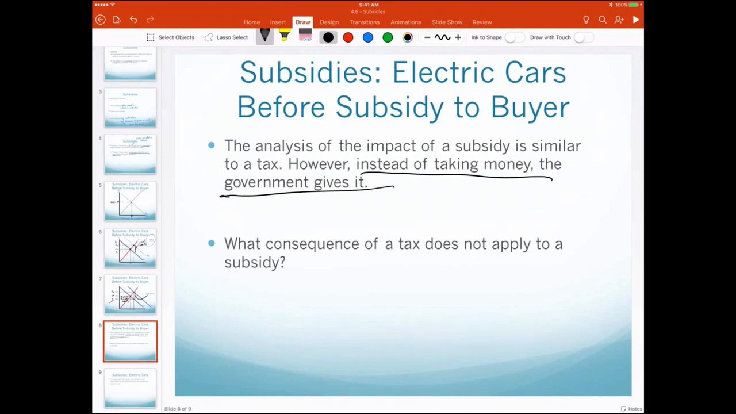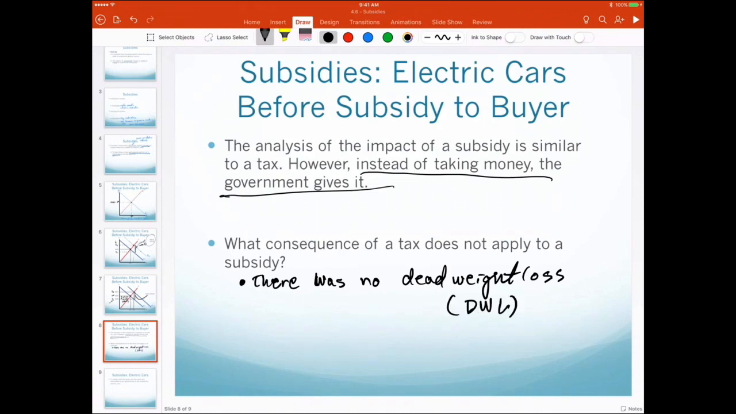Right? On our diagram, there was no deadweight loss. Okay? Again, a lot of times it's abbreviated with DWL, right? Because we're giving a subsidy, we're not reducing the number of transactions that can take place, we're increasing them, right? So we can't see the deadweight loss in this market because we don't have a reduction in those transactions.